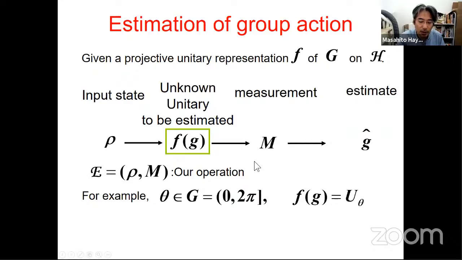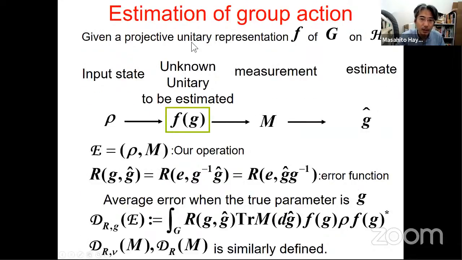So in that case, for example, the group is given as this one, maybe U(1), the unit circle. In that case, our unitaries are described in this way. So in that situation, our parameter, our estimate, is an element of the group.